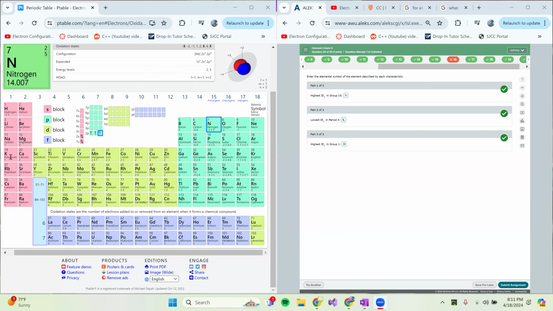And then in period 4, so row 4, we know that as you go to the right, the effective nuclear charge increases, which means that pull from that nucleus with the protons is pulling those outer electrons tighter. So it's going to take you more energy to take away electrons as you go to the right of that row of that period. But as you are on the leftmost side, it's going to take less energy because that effective nuclear charge is lower as you go to the left than it is from the right.